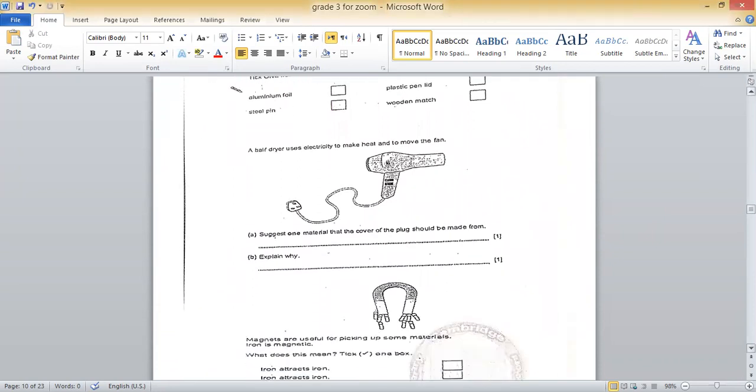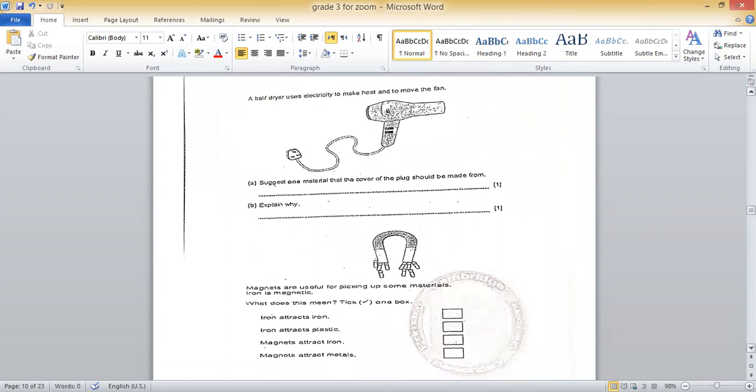A hair dryer uses electricity to make heat and to move the fan. Suggest one material that the cover of the plug should be made from. It should be made from plastic. Explain why. Because plastic is an insulator of electricity.